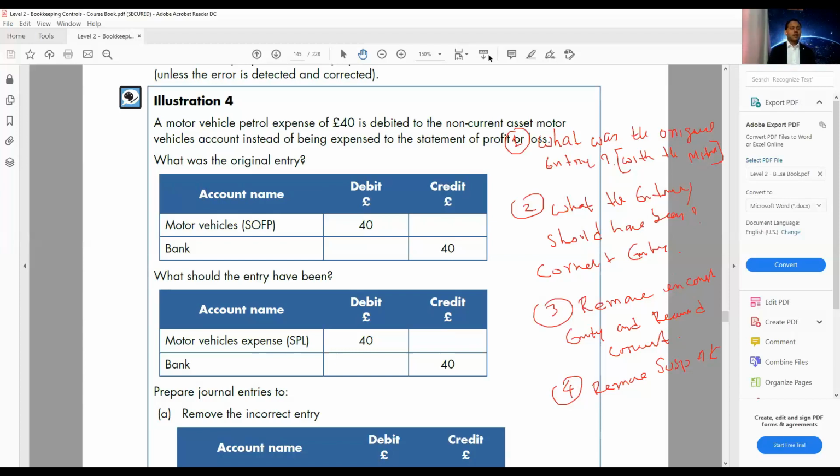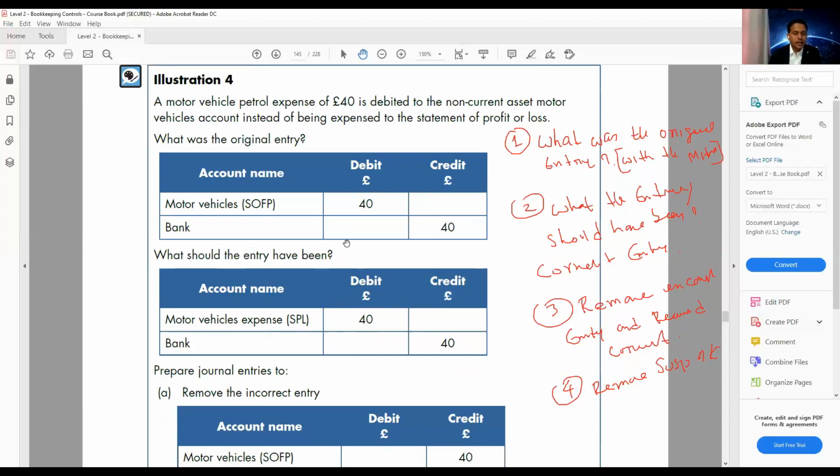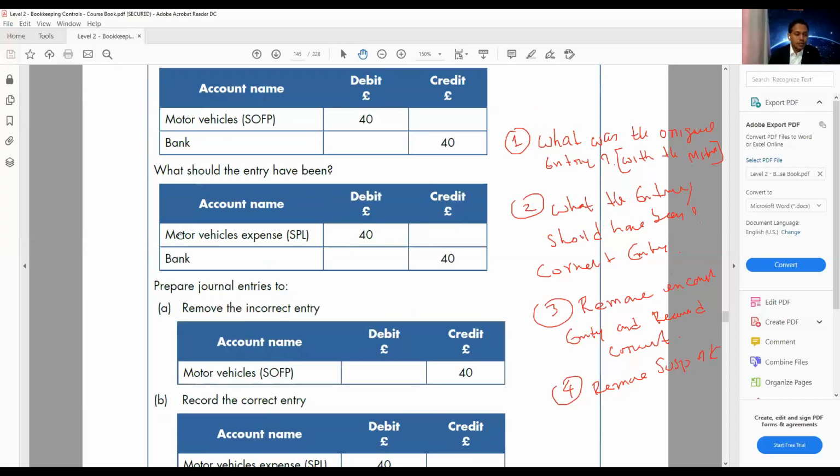So what was the original entry? The original entry here is motor vehicle 40. This is the mistake I have done. Motor vehicle 40 and bank credit. Money goes from the bank, that is credit. What should the entry have been? What is the correct entry? The correct entry is supposed to be motor vehicle expense.